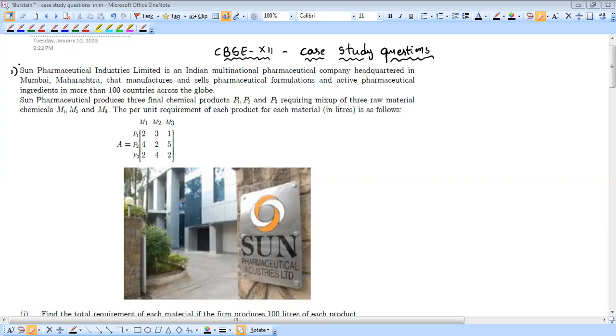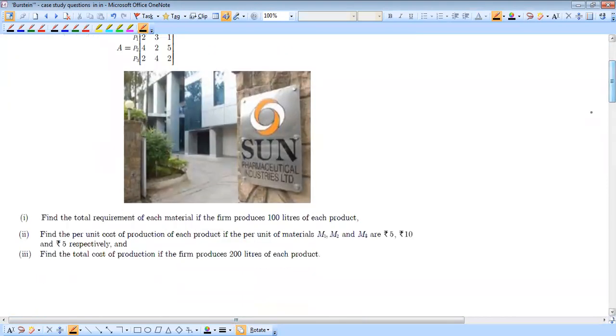Anyhow, let us come to this question. See, the production of the Sun Pharmaceutical Company is given. You see the second paragraph. Sun Pharmaceutical produces 3 final chemical products P1, P2, P3, requiring a mix-up of 3 raw material chemicals M1, M2, M3. The per unit requirement of each product and each material in liters is as follows. Now, the first question: find the total requirement of each material if the firm produces 100 liters of each product.